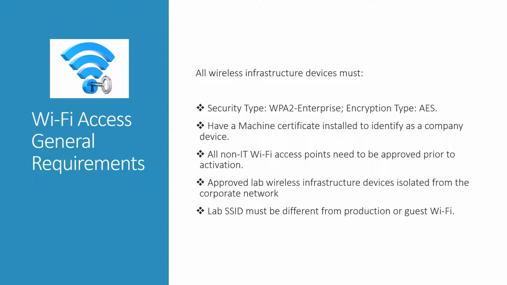So let's see what the general requirements of these Wi-Fi wireless infrastructure devices are. These devices must follow security type WPA2 Enterprise and encryption type AES, and have a machine certificate installed to identify as a company device. All non-IT Wi-Fi access points need to be approved prior to activation. Approved lab wireless infrastructure devices are isolated from the corporate network, and the lab SSID must be different from production or guest Wi-Fi.